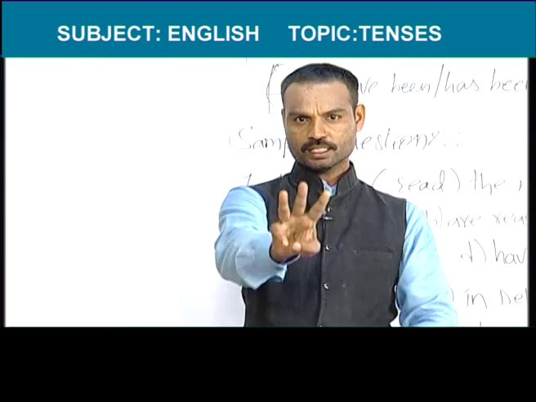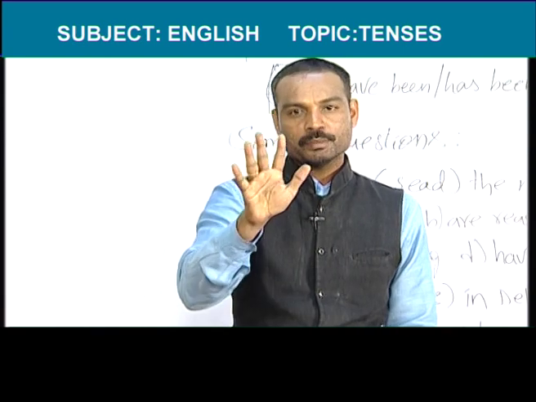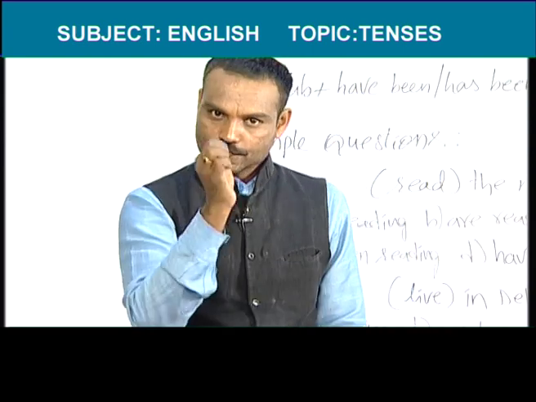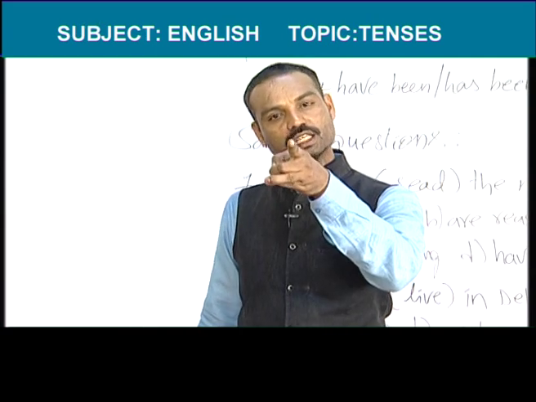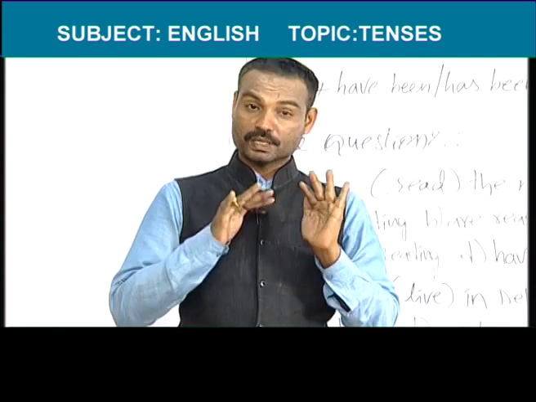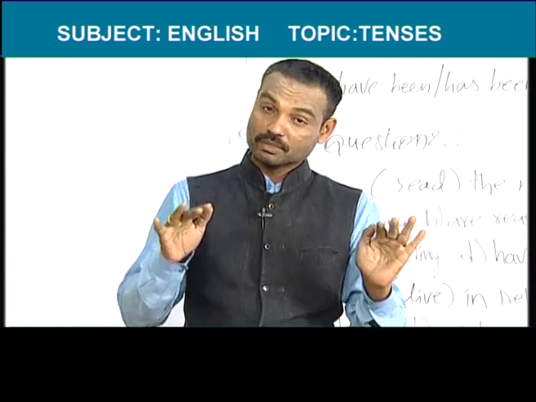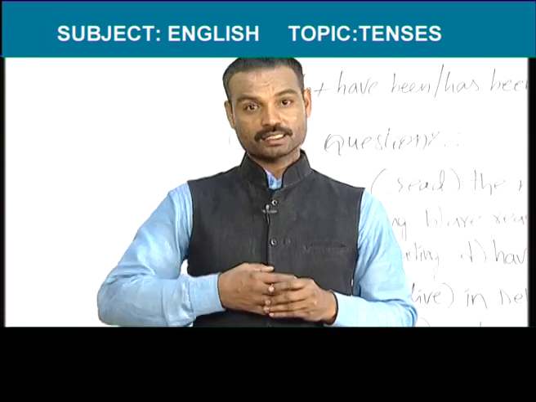In present continuous, there are three helping verbs: am, is, are. Am is used after I, are is used after we, you, they and any plural, is is used after he, she and any singular subject. And the keywords are now, presently, at present, don't disturb, look, listen. These are the keywords of present continuous tense.